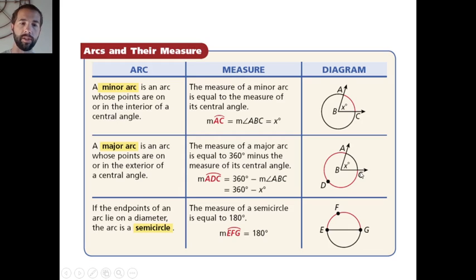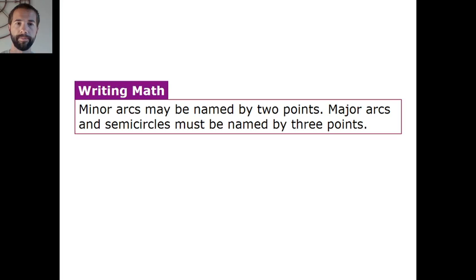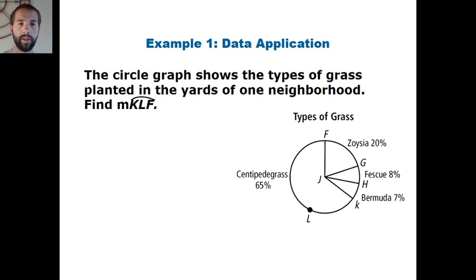All right, and then a semicircle. If the endpoints of an arc lie on the diameter, then the arc is a semicircle. And the measure of a semicircle is always equal to 180 degrees. It's just half of a circle, which is 360. So just a little reminder, when you're writing major and minor arcs, minor arcs should be named with 2 points, and major arcs and semicircles must always be named with 3 points.